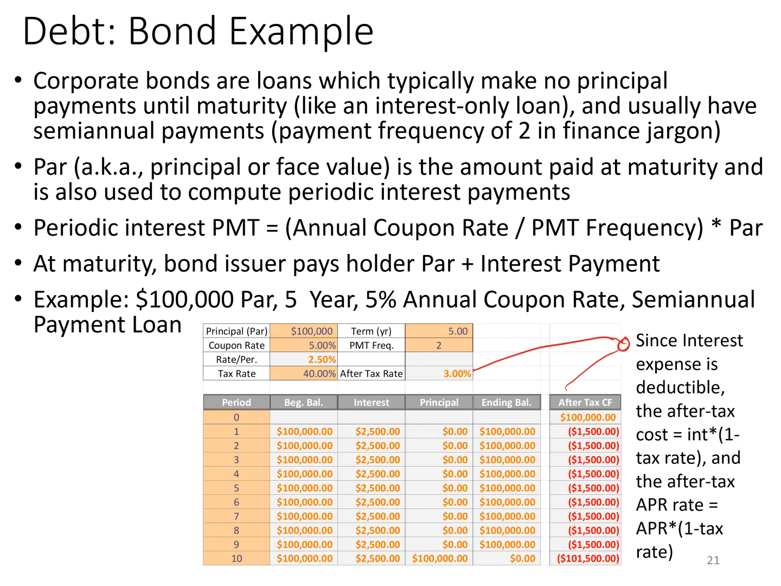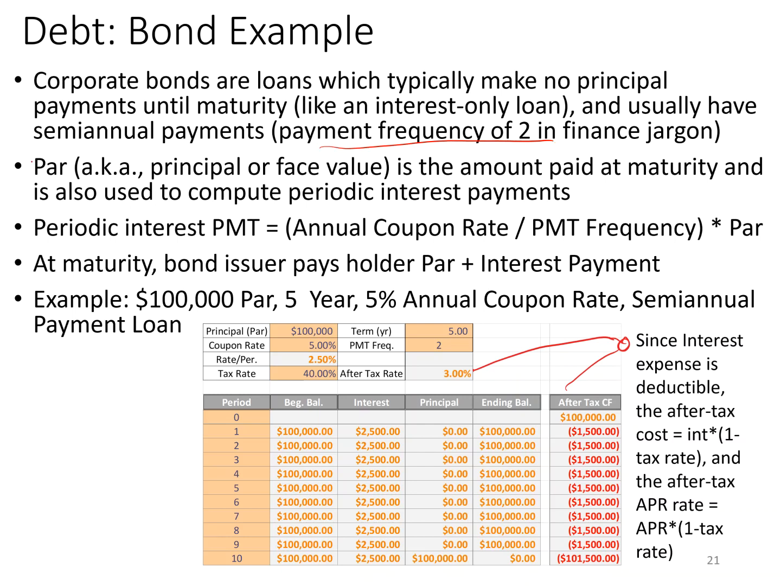So a bond is basically just a loan, just like your mortgage. However, the bonds typically make no principal payments. They're not amortizing. So there's no principal payments until maturity, so it looks like an interest-only loan. And usually corporate bonds have semi-annual payments. So in finance jargon, we say they have a payment frequency of 2, make 2 payments per year.